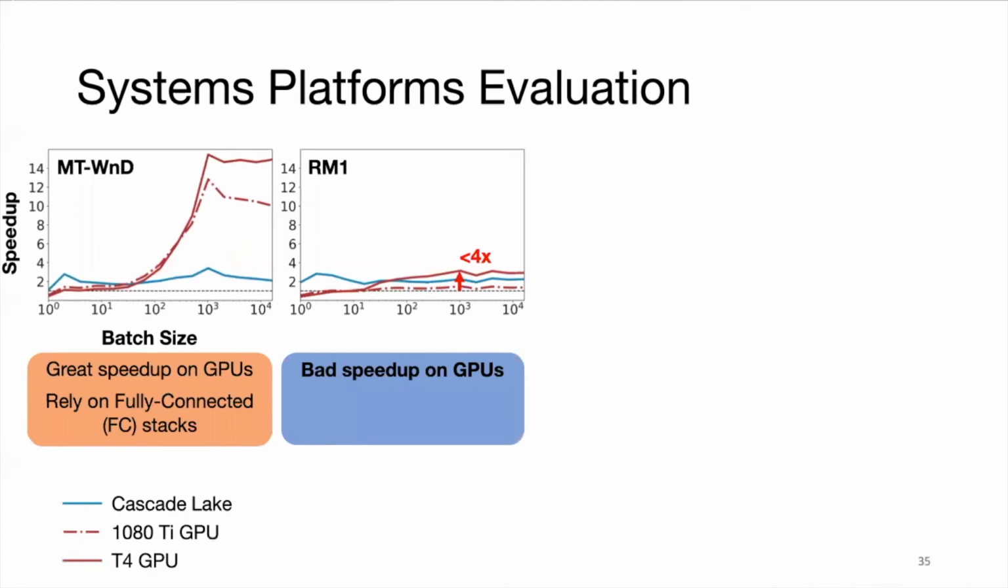Next, let's take a look at RM1, which is one of Facebook's recommendation models for its newsfeed service. In contrast to multitask wide and deep, it doesn't perform as well on GPUs. This has to do with how RM1 relies more on embedding table accesses to model user preference. For example, RM1 has a large number of lookups per embedding table for each input, around 80 in our evaluation case. In comparison, the other models have fewer than 20 lookups per table.